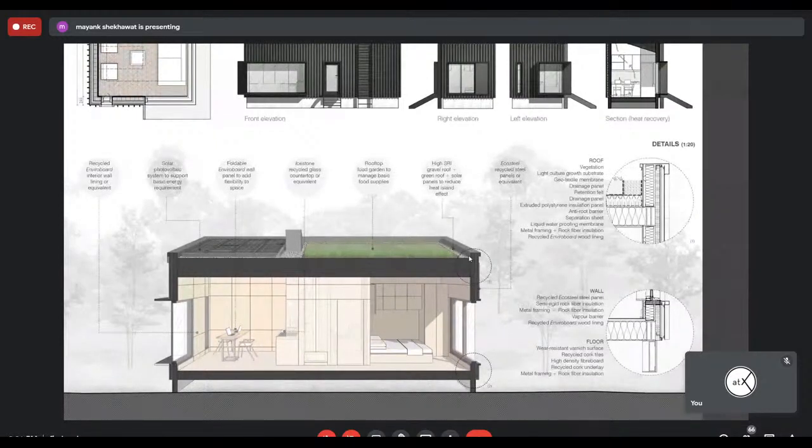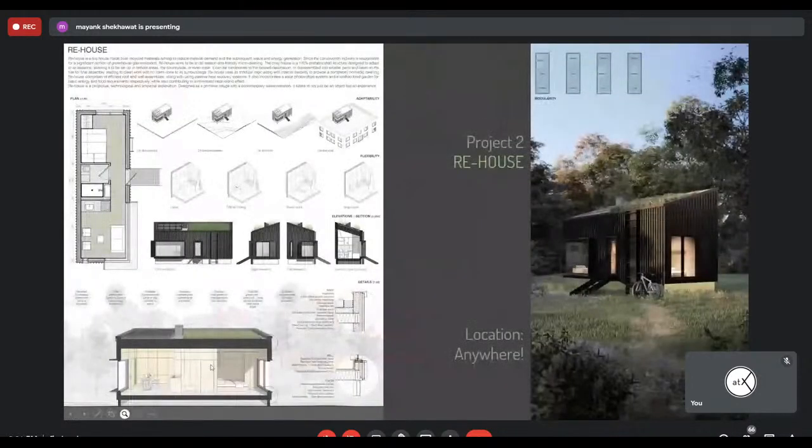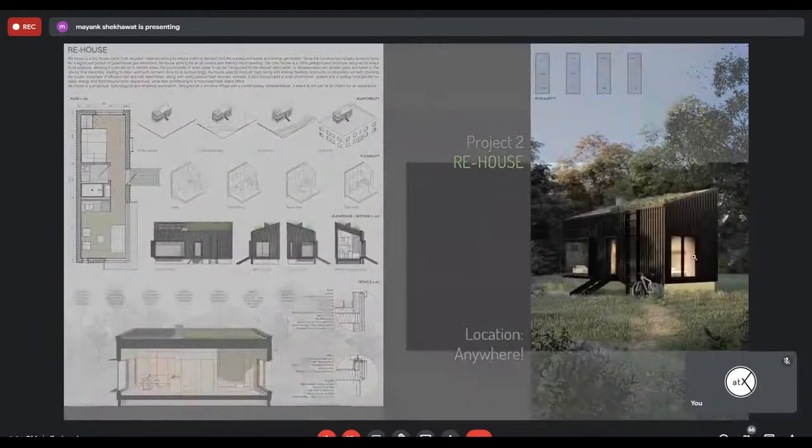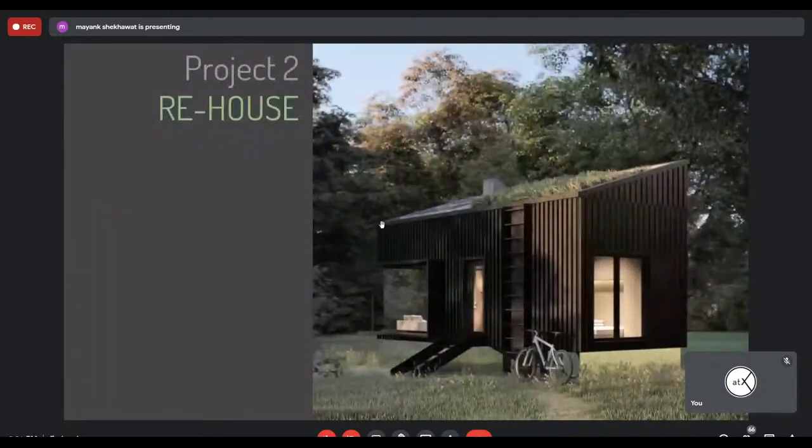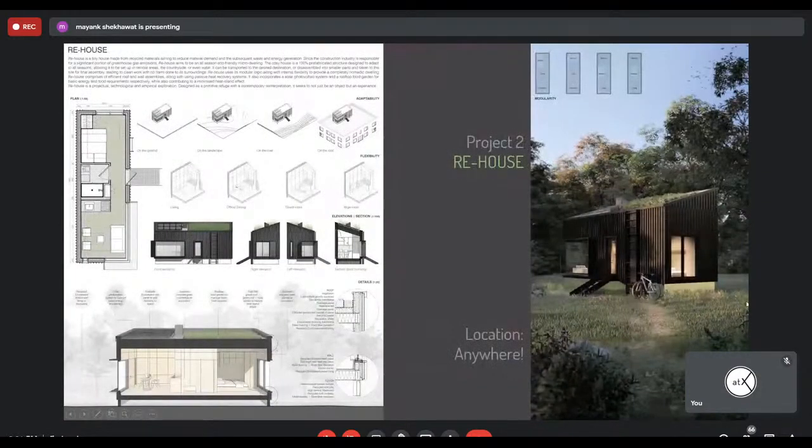You can have green roofs, you can have solar panels, you can have other shading devices to mitigate the heat island effect. And finally, even the steel that I was using for the project was recycled. So that was the idea behind it. And on the right hand side, this was a render created for the project. One of my friends helped me create this beautiful render for my Revit model. So you can see the garden on top, the solar panels. And right now I placed it pretty much in the middle of nowhere, and that was the idea.